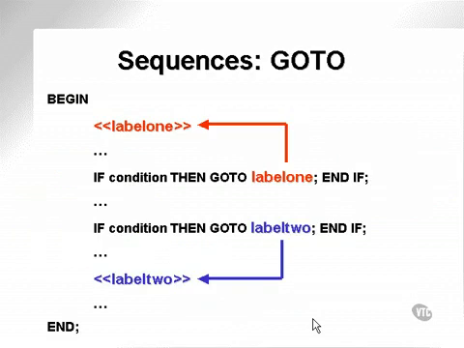Sequence controls. Goto statements. Here's the syntax. If a condition is true, then go to a label. Down here, if a condition is true, go to a label. Label 1, label 2. I do not recommend using gotos. Avoid using gotos in programming languages, in any programming language, like the plague. You will end up with serious problems later on, unless you absolutely have to use gotos.